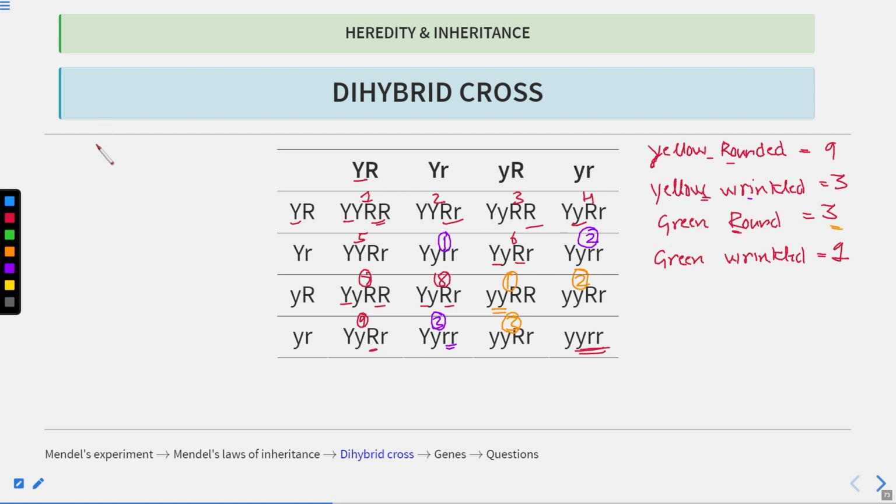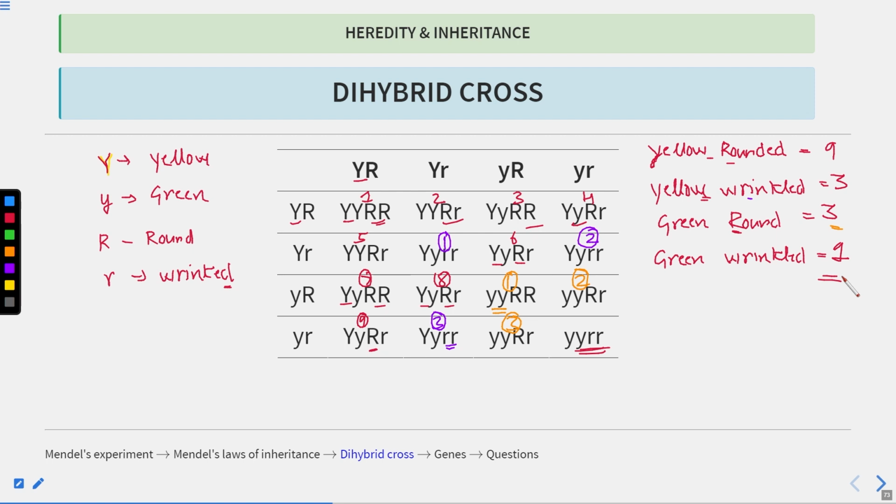Clear? So we know that the capital Y is for yellow. Small y was for green. Capital R was for round. And small r is for wrinkled. Clear? So this is the F2 generation of a dihybrid cross, and the phenotypic ratio here is 9:3:3:1. This is clear? So by this method, you can show the law of independent assortment.